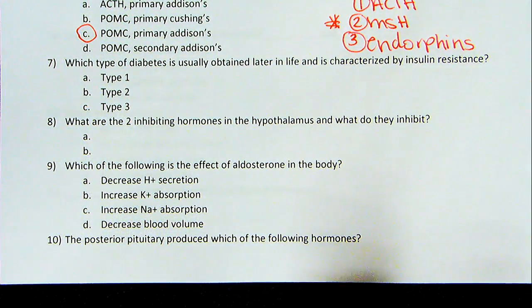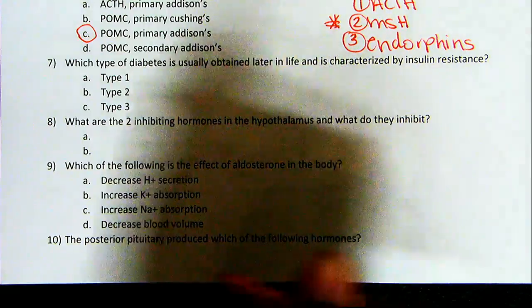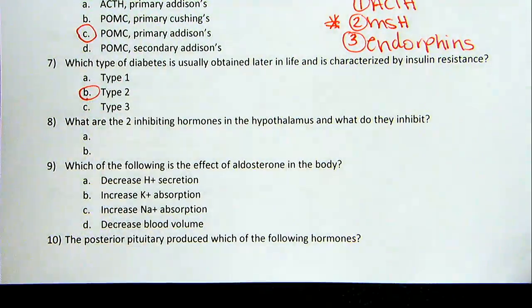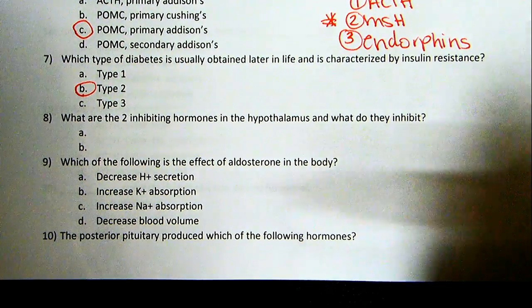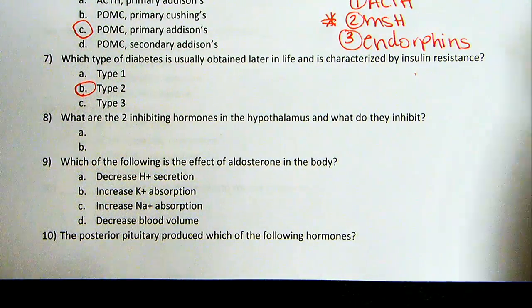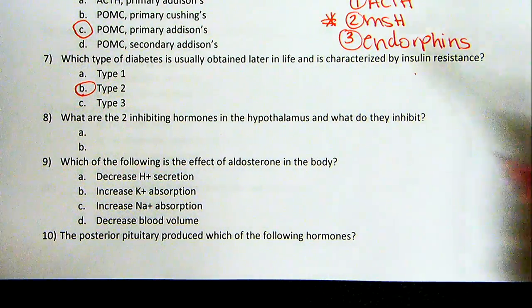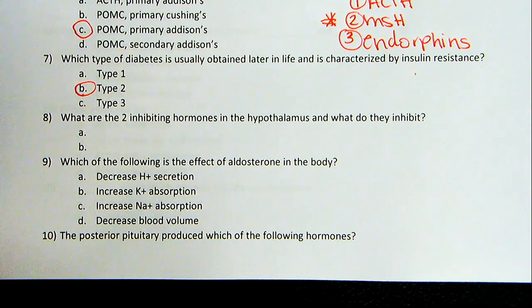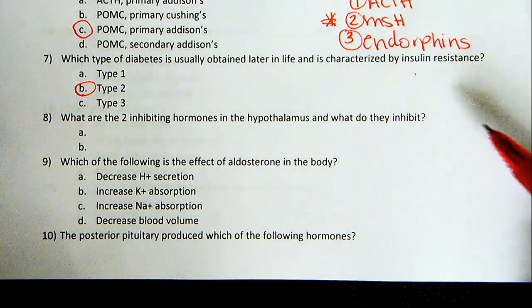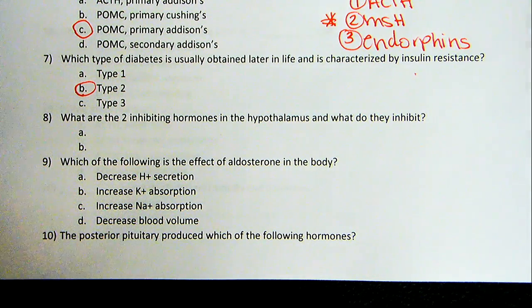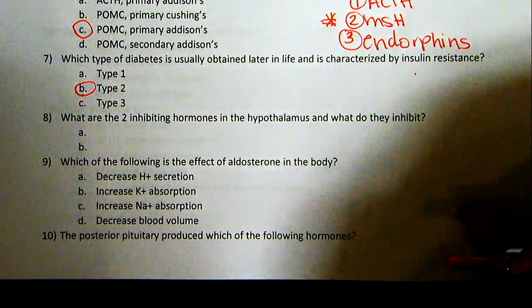So 7. Which type of diabetes is usually obtained later in life and is characterized by insulin resistance? Type 2 diabetes. And it's usually a receptor problem. It can't recognize the insulin. It's not that there's underproduction of insulin, whereas that's the case in diabetes type 1. It's just that the receptors on the cell membrane surface do not recognize insulin. So it's a mutation.